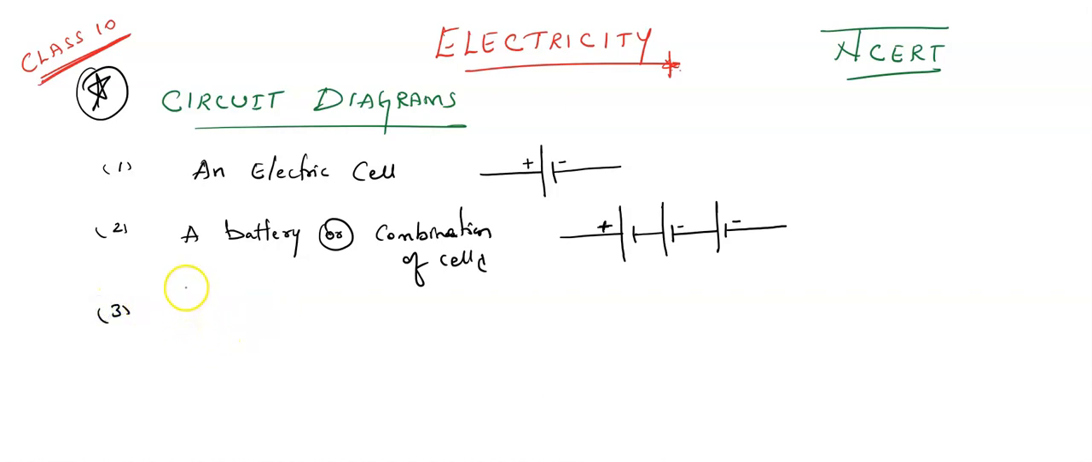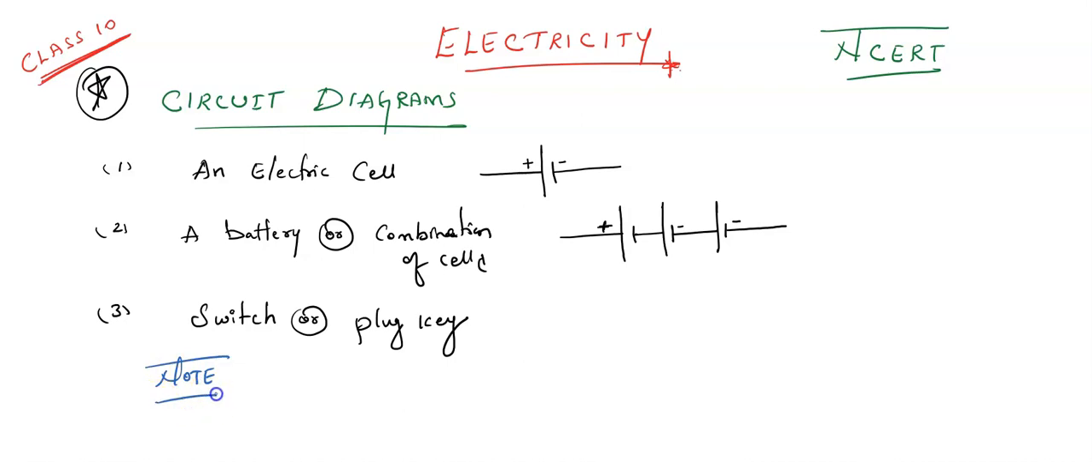Now here we have the component which is called a switch. Okay, what is it? Switch. So children, a switch is also known as a plug key. Is this clear? Now the question arises here, what is a switch? What do you mean by switch? Children, this is your theory question. Note, remember, they may ask you to write the function of a switch or what is a switch, both are the same.